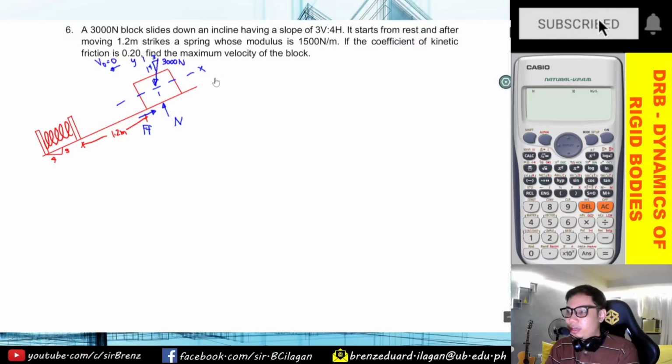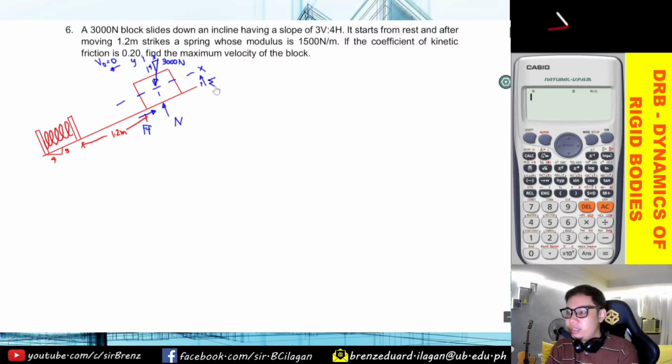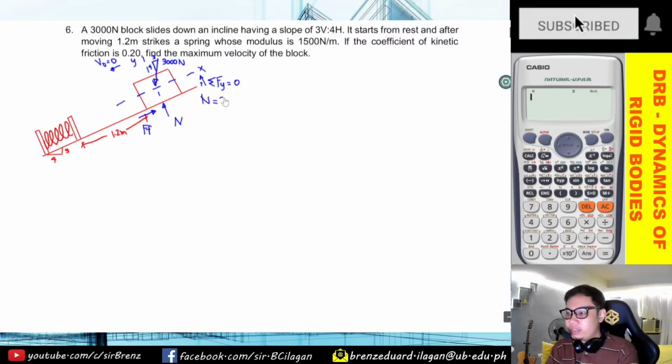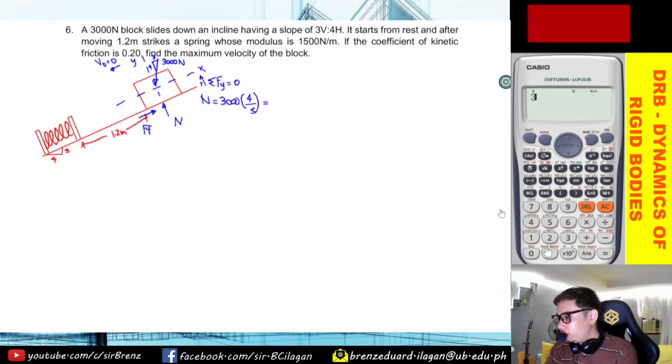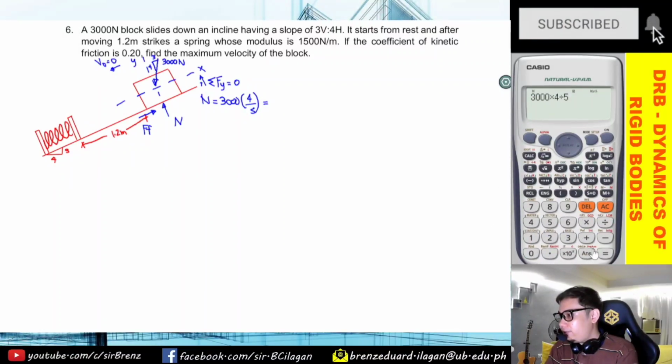So, kapag nag-apply tayo ng equilibrium equation, so to solve for N, assuming in this direction as positive, take summation of forces Y equals to 0. Therefore, N is just equals to 3,000 multiplied by 4 over 5. So that is equals lang sa, saan yung calcu ko? Ito. So 3,000 times 4 divided by 5. So that will be 2,400.